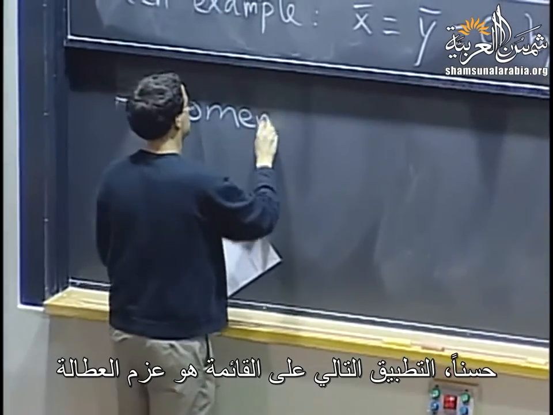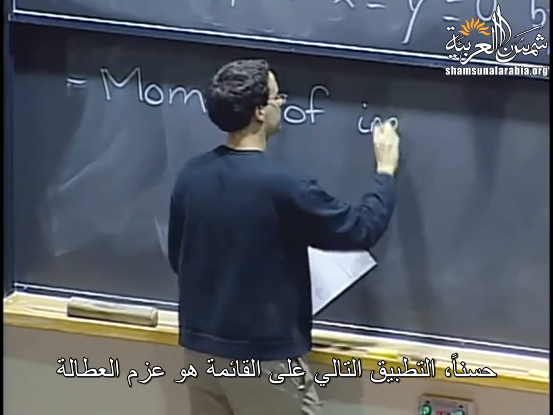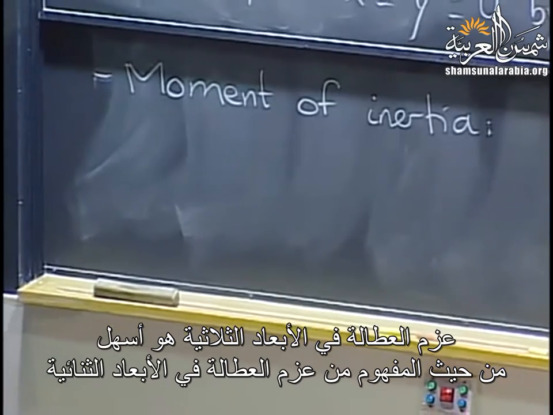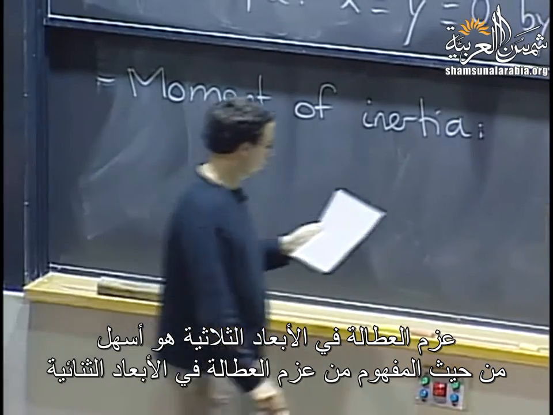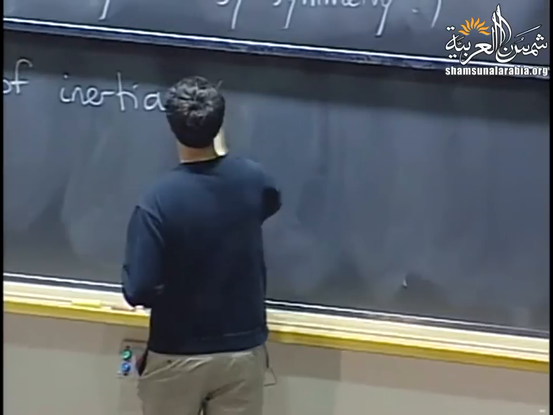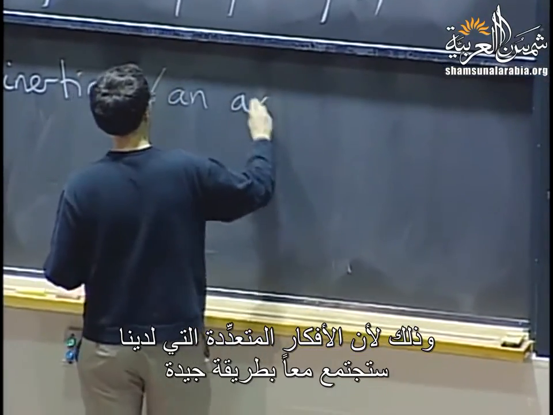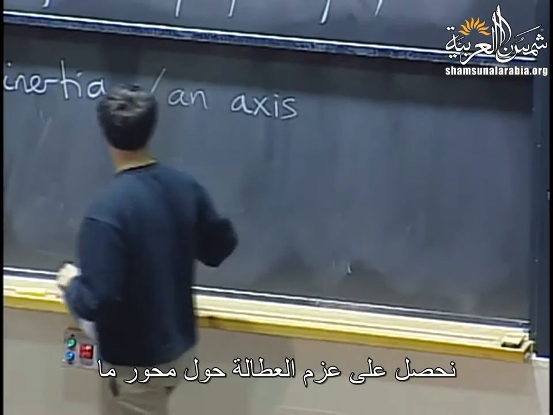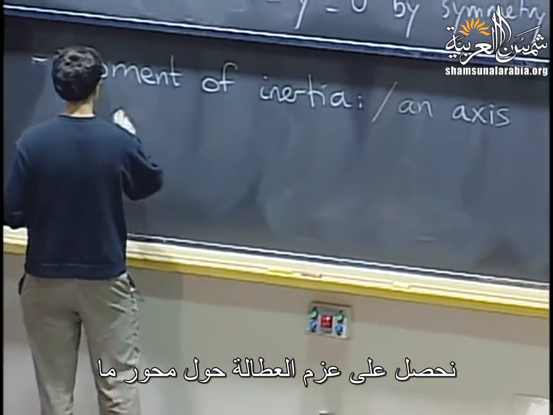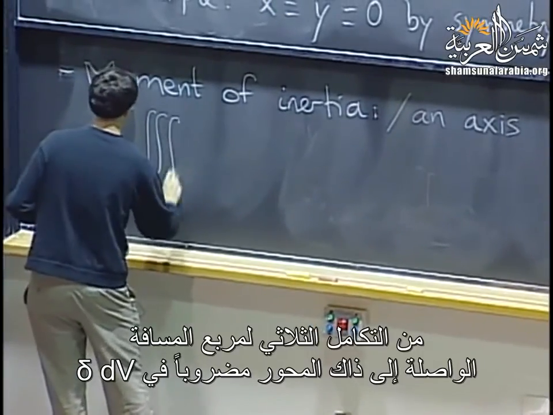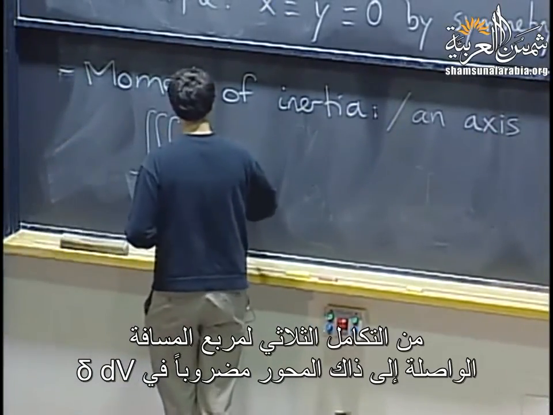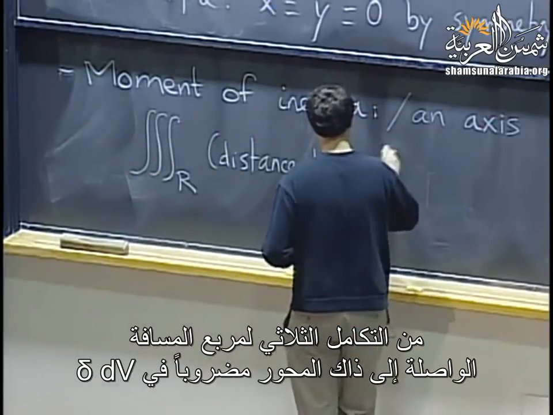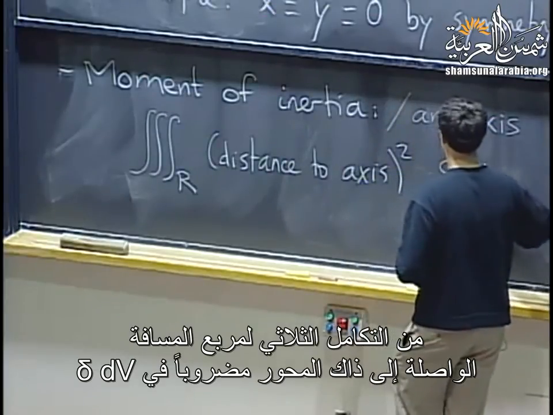Okay, next on the list is moment of inertia. And actually, in a way, moment of inertia in 3D is easier conceptually than in 2D. Why is that? Because now the various flavors that we had come together in a nice way. So the moment of inertia with respect to an axis would be again given by the triple integral of the distance to the axis squared times density times dV.